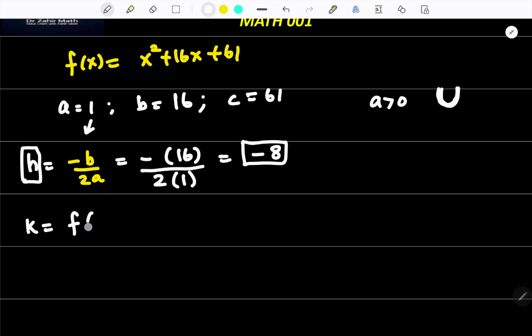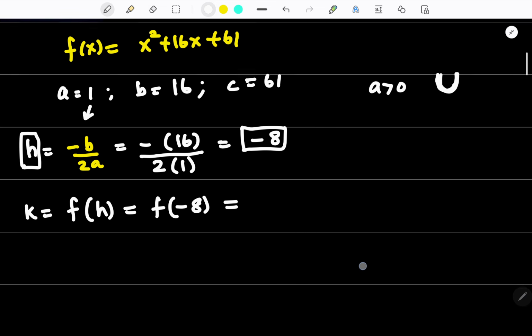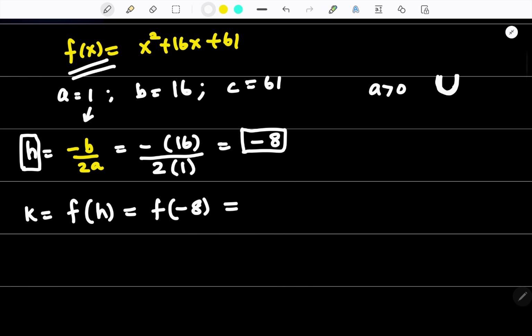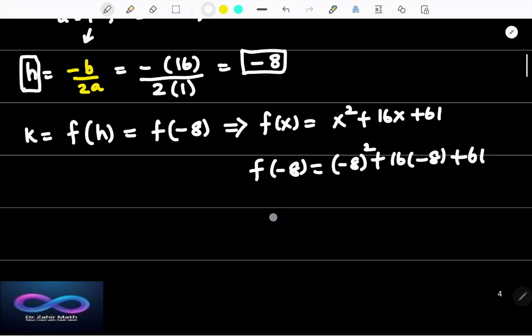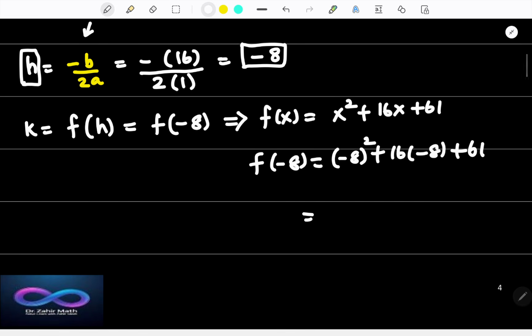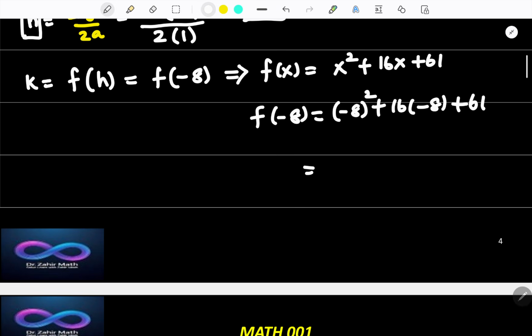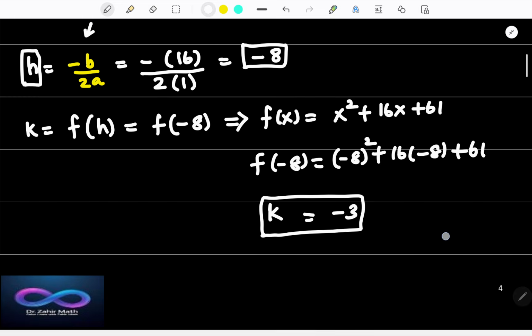Next is k. K is what? F of h. Which is equal to f of minus 8. When I say f of minus 8, you have to put this in f of x. So what is your f of x? Your f of x is equal to x square plus 16x plus 61. We are going to find f of minus 8. So which is minus 8 the whole square plus 16 into minus 8 plus 61. Clear everybody? Right. So when I put in the calculator, you will get 64, or directly you can put in the calculator, which is equal to minus 3. Right. So k is equal to minus 3. So we got h and we got k.